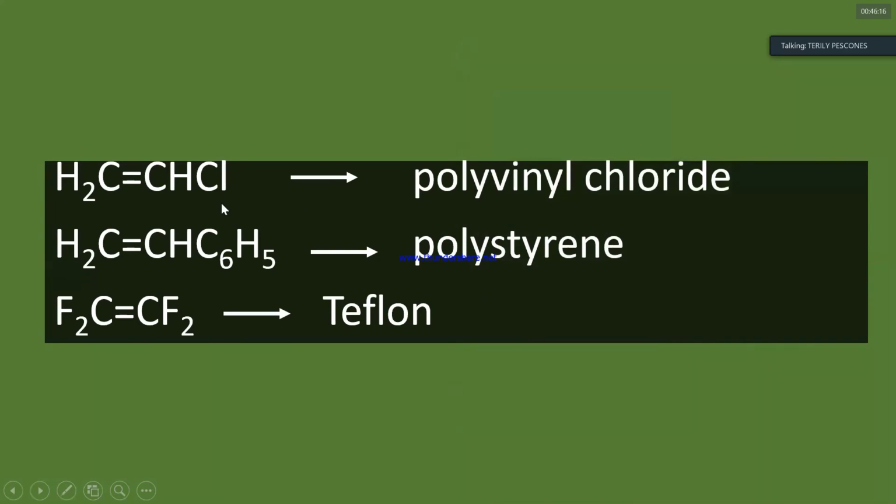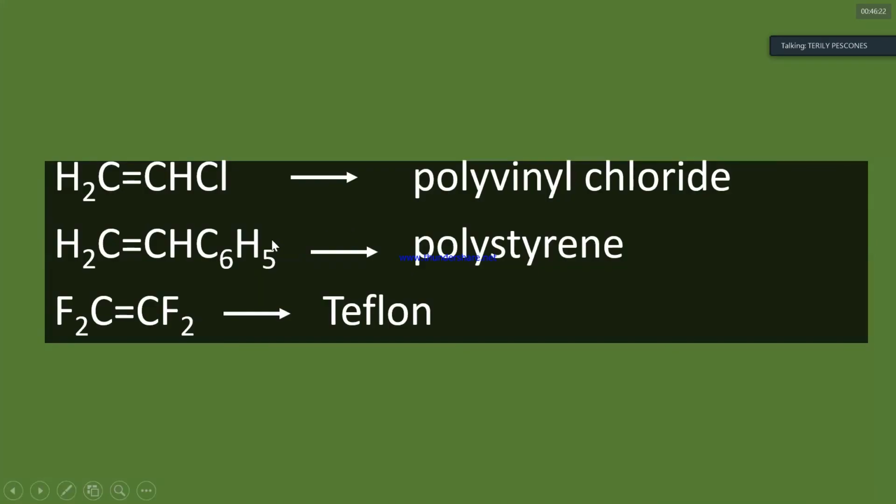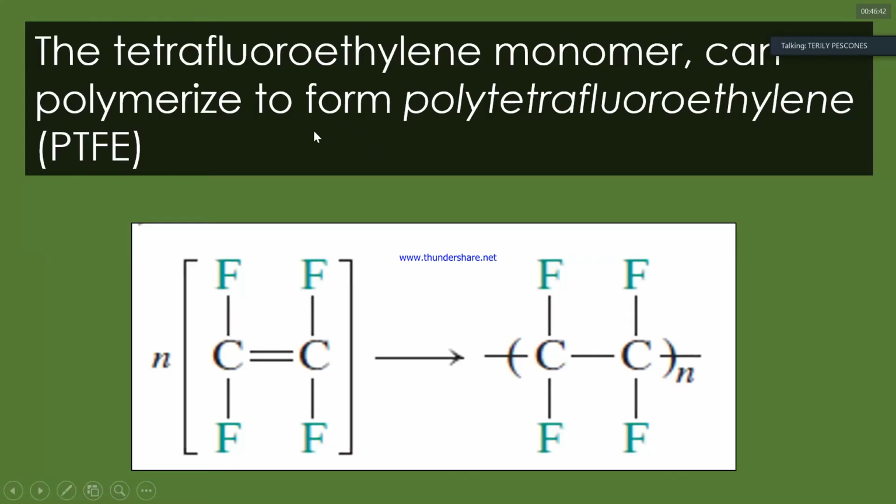Ito na ngayon yung ating mga double bonds. Okay. We have the polyvinyl chloride, polystyrene, and Teflon. Ito yung mga ready to join with radicals, yung mga double bonds. Okay, so tetrafluoroethylene monomer polymerized to form polytetrafluoroethylene, or the PTFE. Okay, so yan.